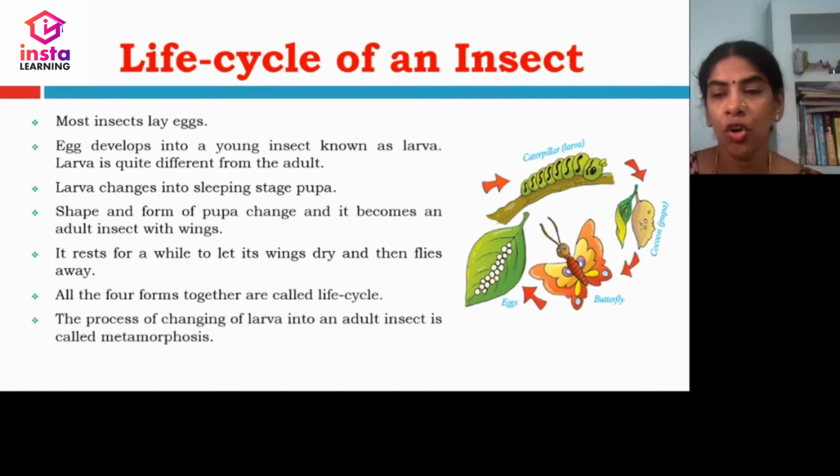The process of changing of larva into an adult, we call metamorphosis. So, the insect lays the egg. The egg first develops into a young insect. That stage we call a larva. From the larva, it goes to the sleeping stage, pupa. Then from the pupa, it forms an adult insect with wings. From the larva to the adult formation, we call it metamorphosis.